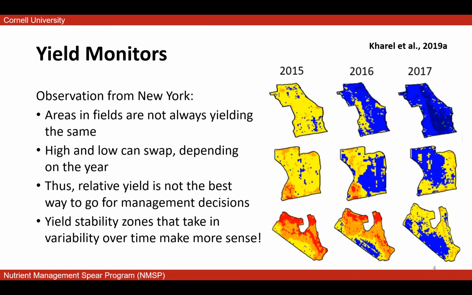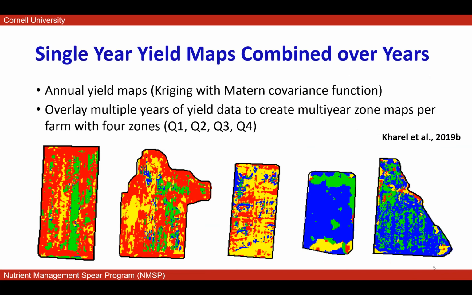Observations for New York was that yield doesn't just vary from area to area within a field, but also from year to year. So relative yield is not the best way to go forward for developing management decisions. Yield stability zones make more sense to take into account that variability over time.